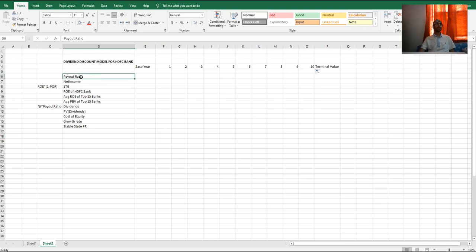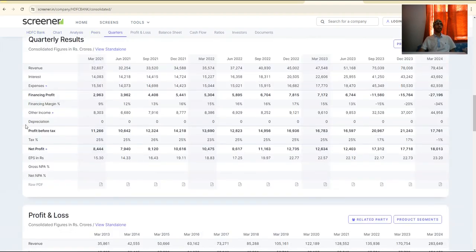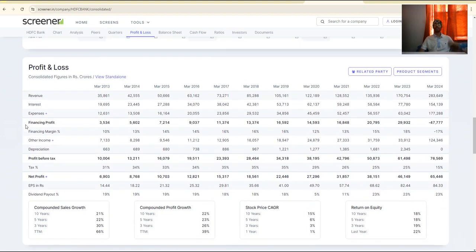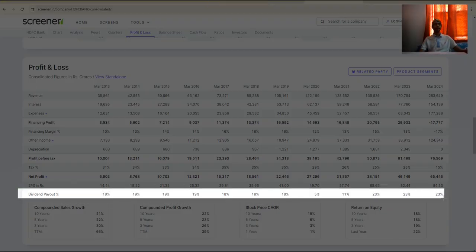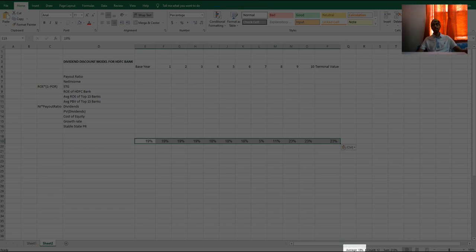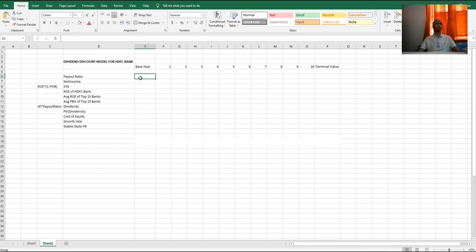First, what we have to do is find out the payout ratio. Here, friends, we are on the page of HDFC Bank. And if you see, the payout ratio is given here for the last 11 years, March 2013 till March 2024. The payout ratio comes to be 19%, 19%, 19%, 18%, 18%, like this the numbers are given. So we'll take an average of it. You can see, friends, the average of these values comes to be 18%. So we'll take that value as the payout ratio, 0.18.